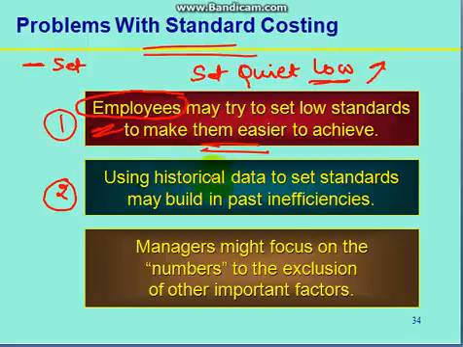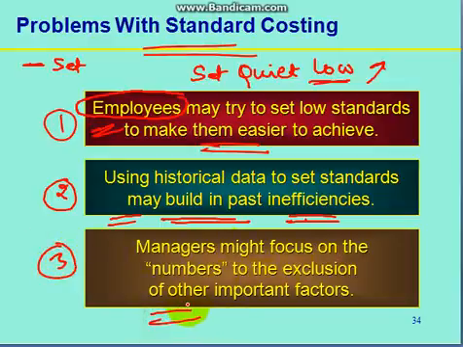Second, using historical data to set standards may build in past inefficiencies. So basically you have to use that historical data and set standards that may be used for building efficiencies. Third, the managers might focus on the numbers more than other important factors.